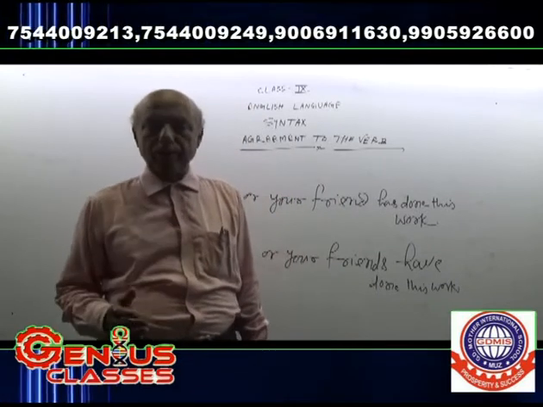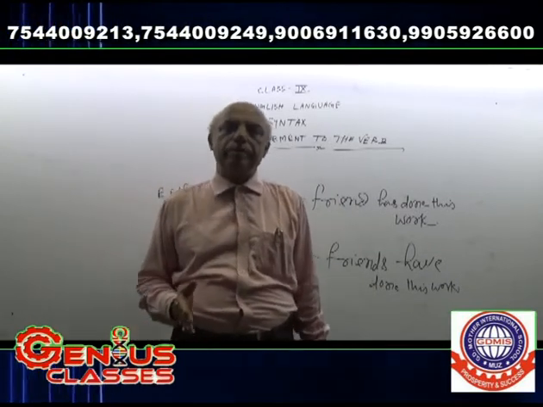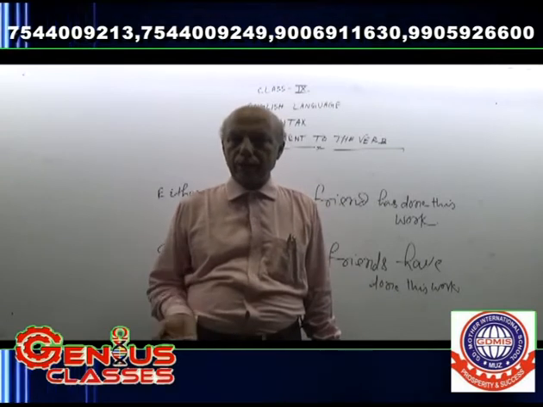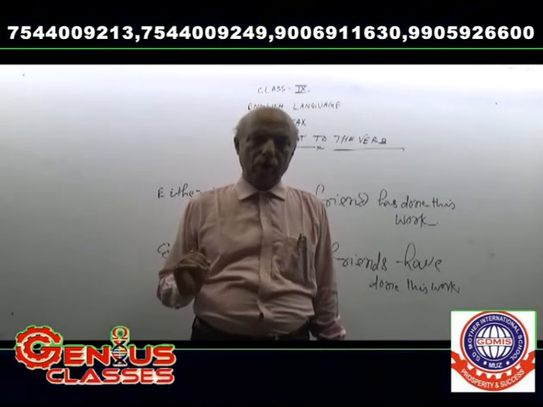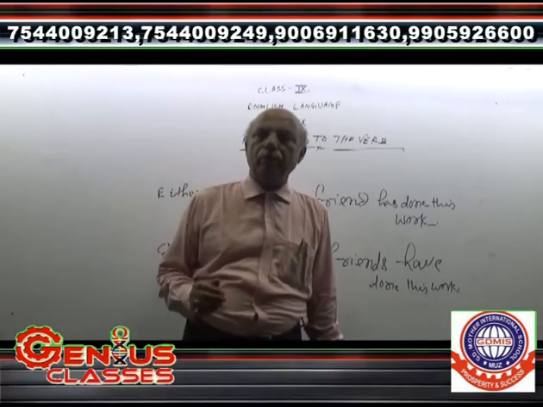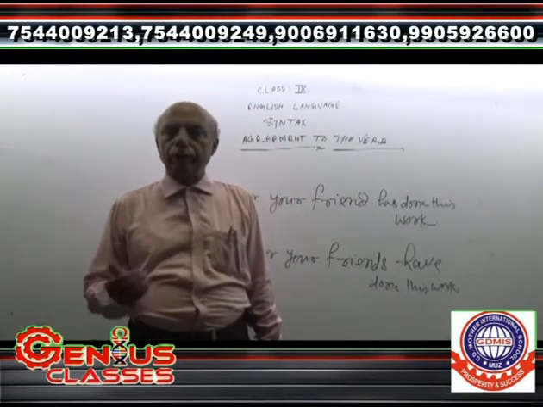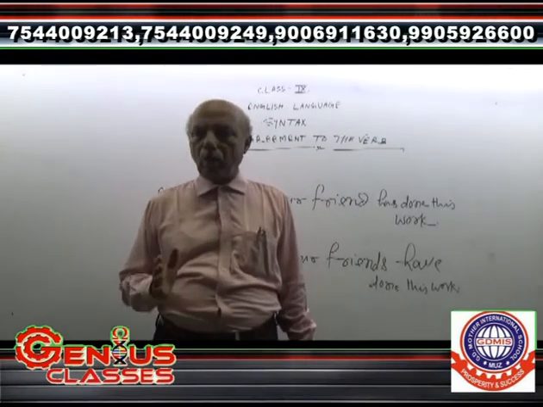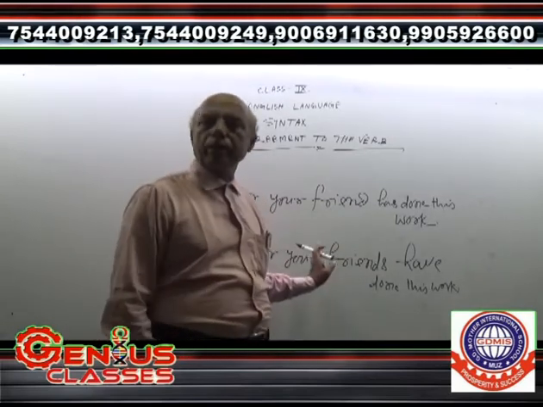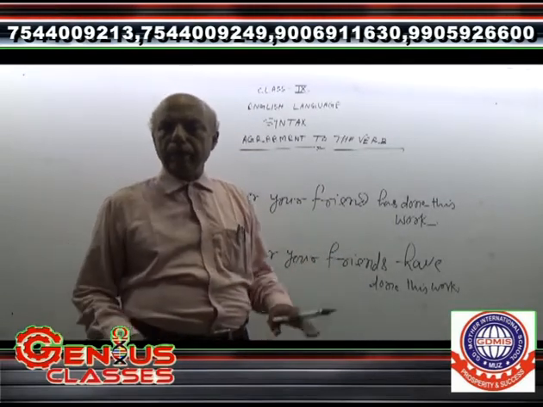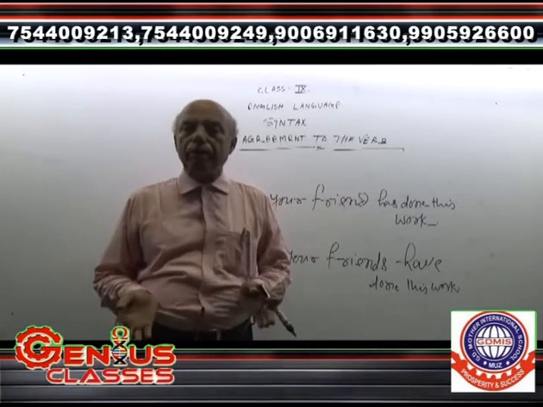The rule is this: whenever any sentence begins with either or, neither nor, the verb is used according to the subject that comes after or and nor. Examples have been given, and here we have got clarity of language.